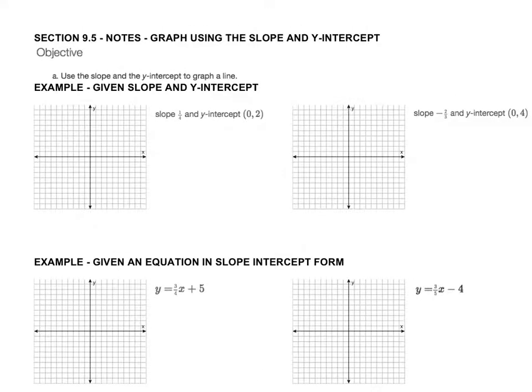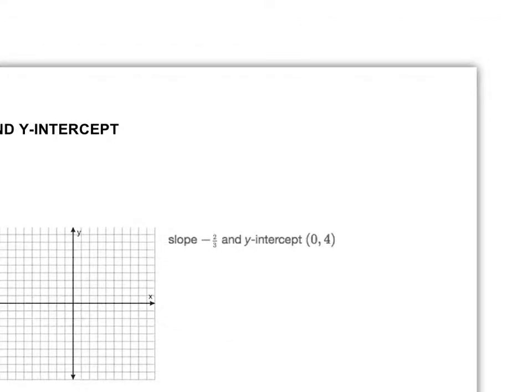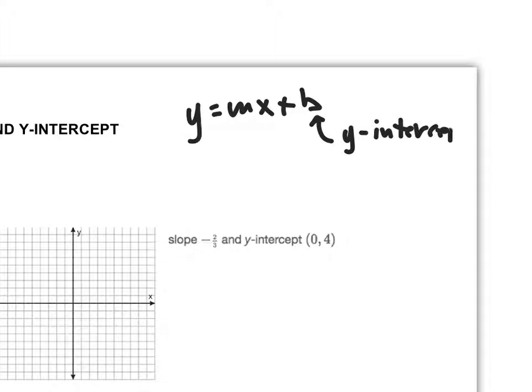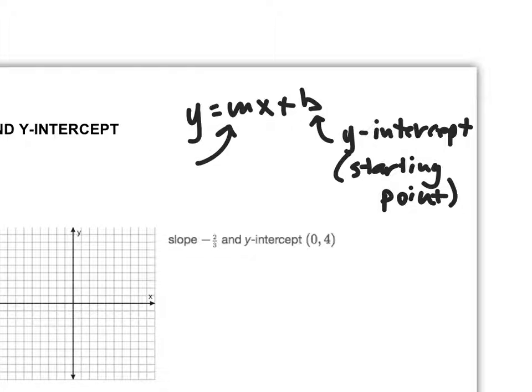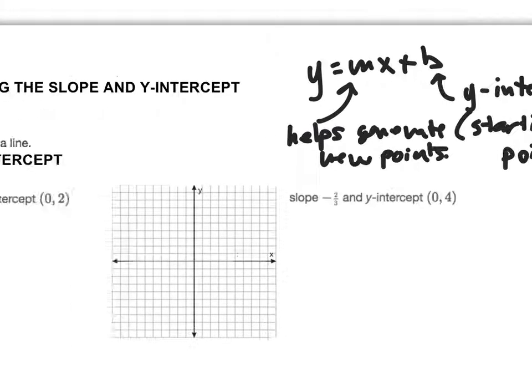So, when I write this down, if I have y equals mx plus b, my b, again, is my y-intercept. This is also something that I call the starting point, and I'll show you what I mean by that. And then my slope m helps generate new points. Okay, all right, so let's do this.